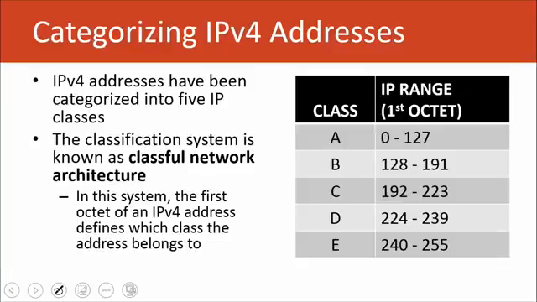So if the first octet is in the range of 0 to 127, then it belongs to class A. If it's in the range of 128 to 191, then it's in class B, and so on and so on.